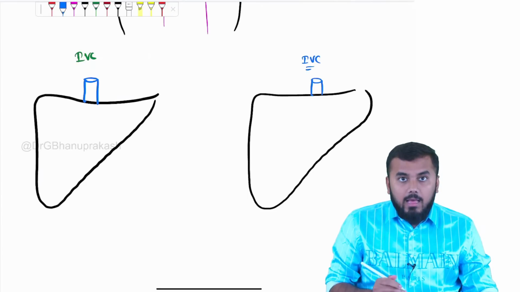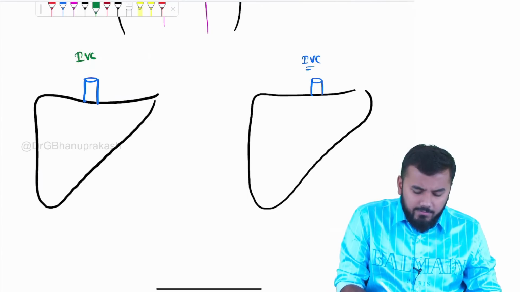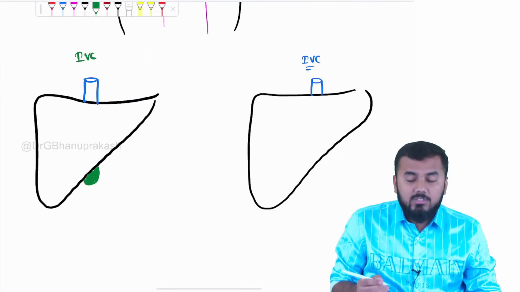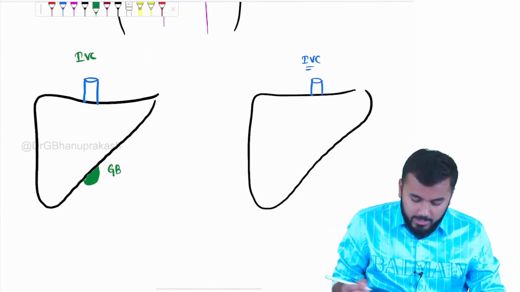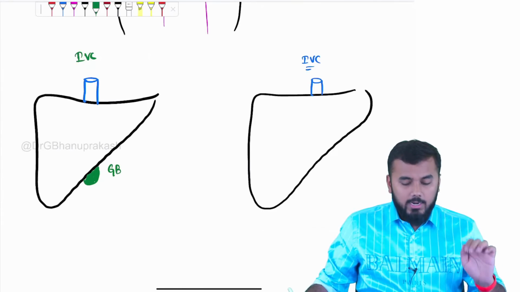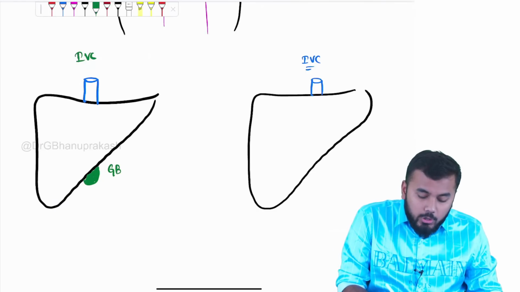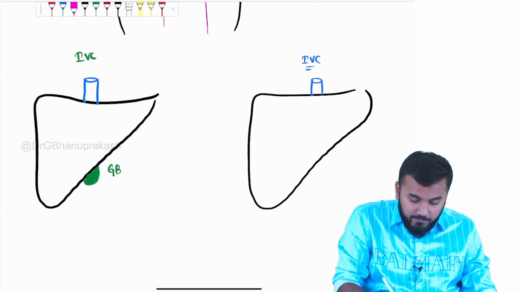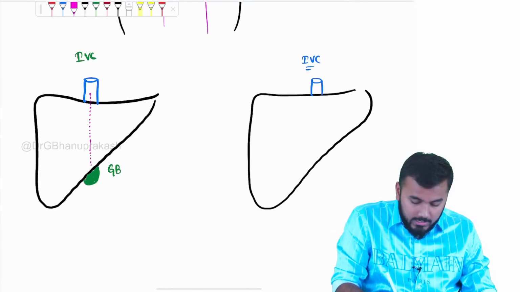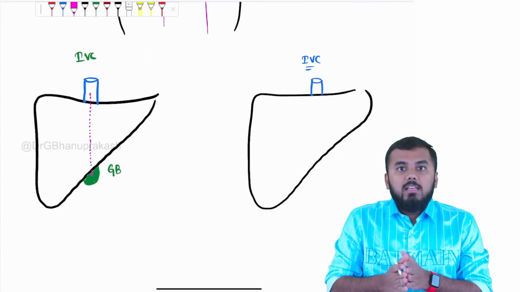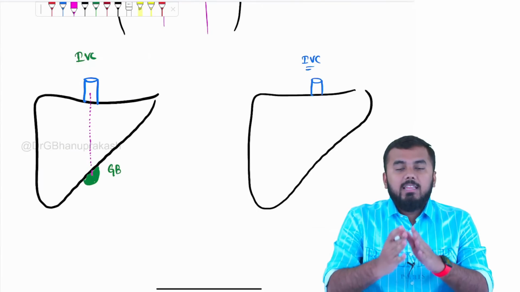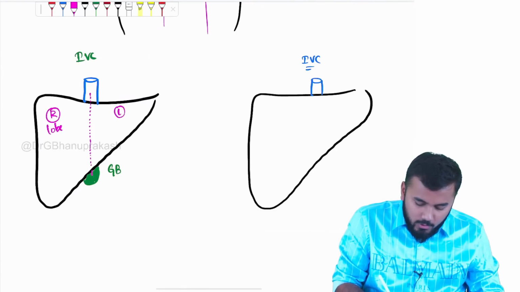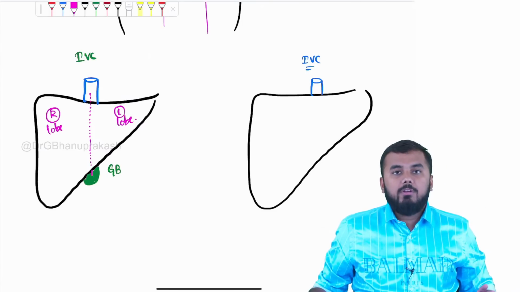Now exactly below the inferior vena cava, here I will have a small organ that is protruding outside. This is called as gallbladder. All of you clear? This is called as gallbladder. Now if I draw an imaginary line touching from the inferior vena cava all the way down till the gallbladder, I have just divided the liver into two lobes. So this is called as the right lobe of the liver and this is called as the left lobe of the liver.